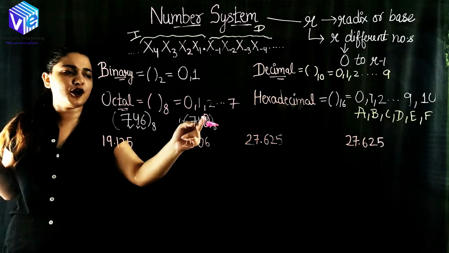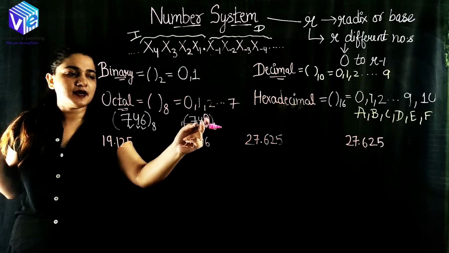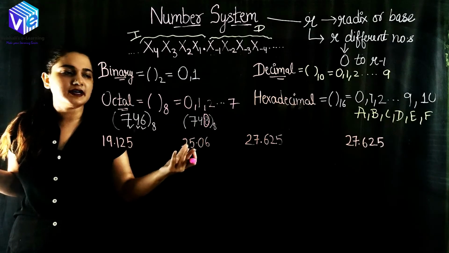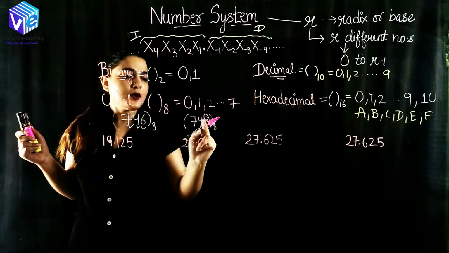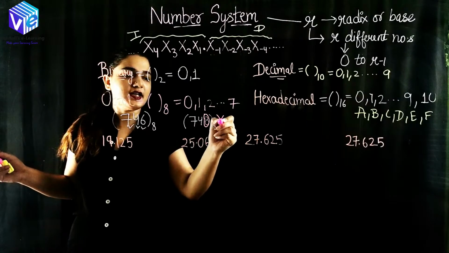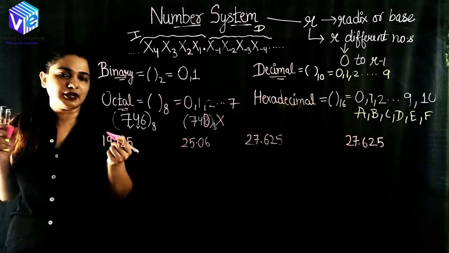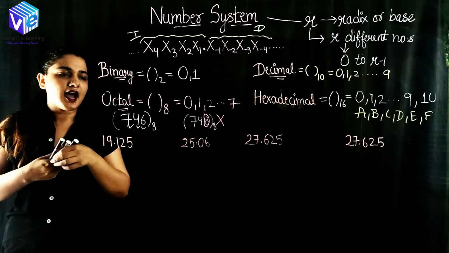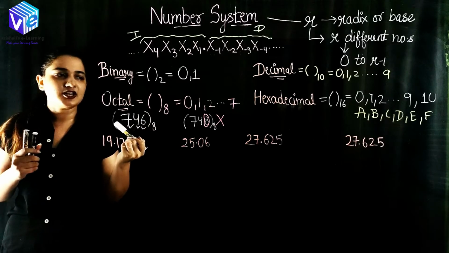So here we cannot have the number 8 in an octal number as any digit representation. So here we cannot represent it as 748. So it's an invalid representation. Okay, so here I gave you the example of integer numbers.